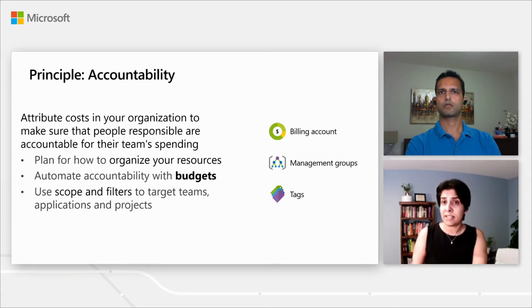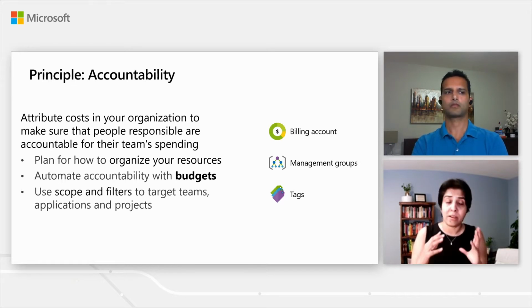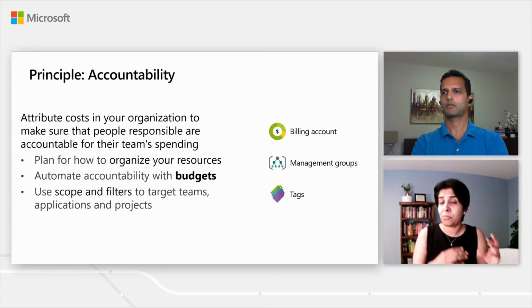Let's say that you want to set budgets and say that my application's cost should not exceed a certain limit. Or let's say this team's cost should not exceed a certain limit. You should first make sure that you've planned your infrastructure in such a way, either through your account setup, like if you're an EA in an enterprise agreement, you can make sure that you have the enrollment department account set up in such a way that you want your cost roll up going in that way.